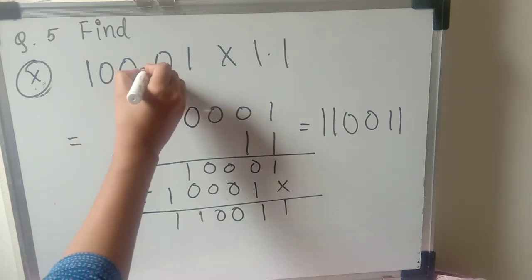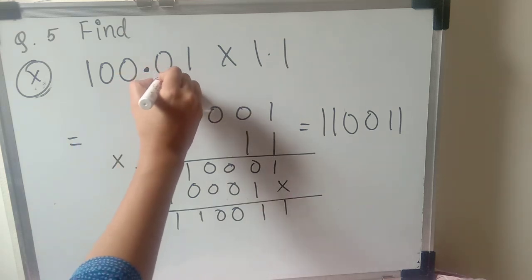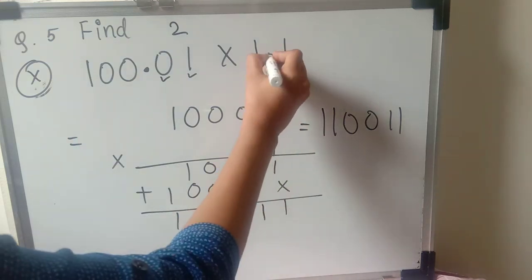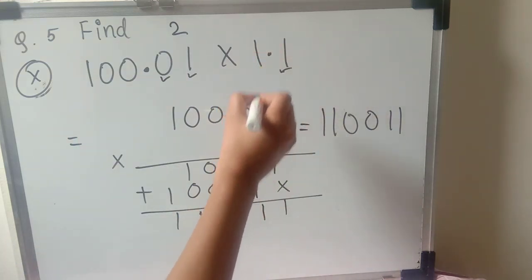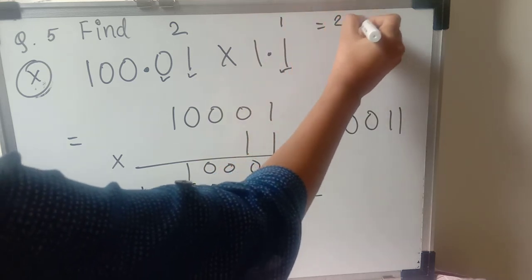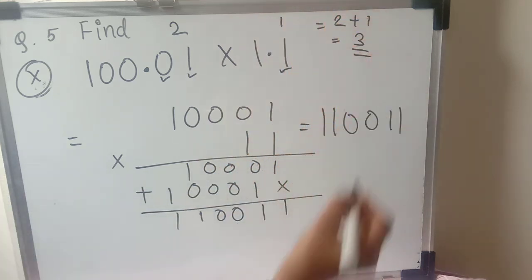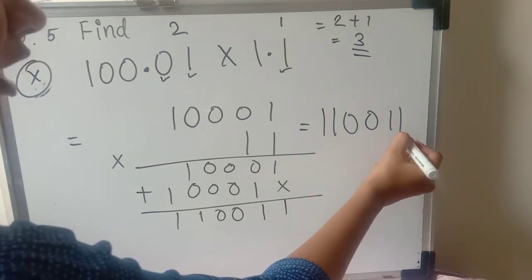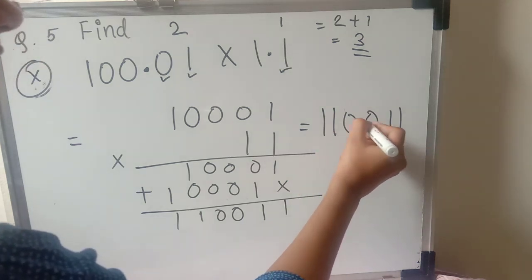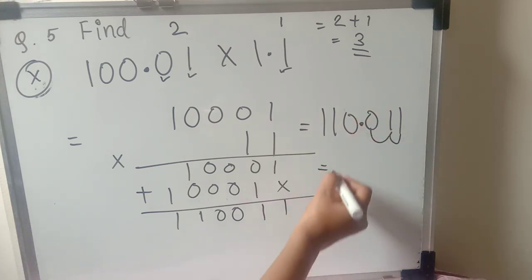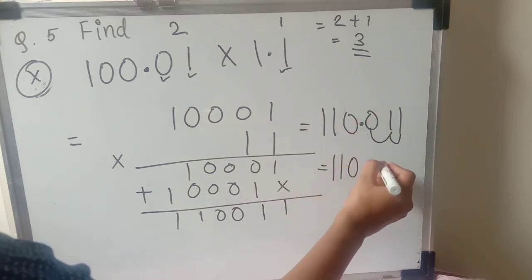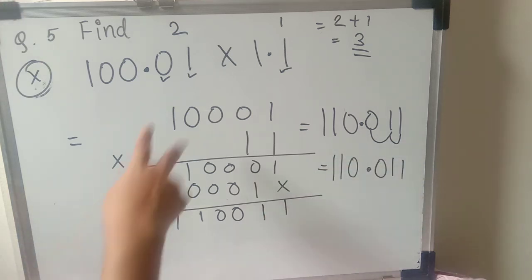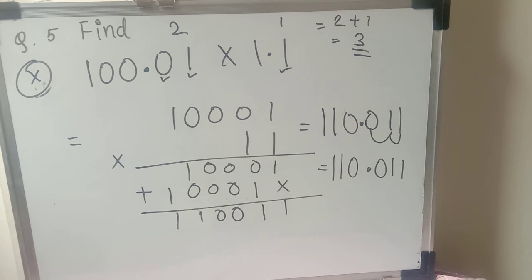So in the first number, after the decimal how many places are there? 1 and 2 means 2 places are there. Okay, in the second number, after the decimal how many places are there? That is 1. So 2 plus 1 is equal to 3. So there are 3 total places. So in the answer you have to count 3 places, 1 2 and 3, and now put the decimal. So here we got the answer 110.0011. Okay, so this is the product of these two decimal numbers. I hope now you have understood.